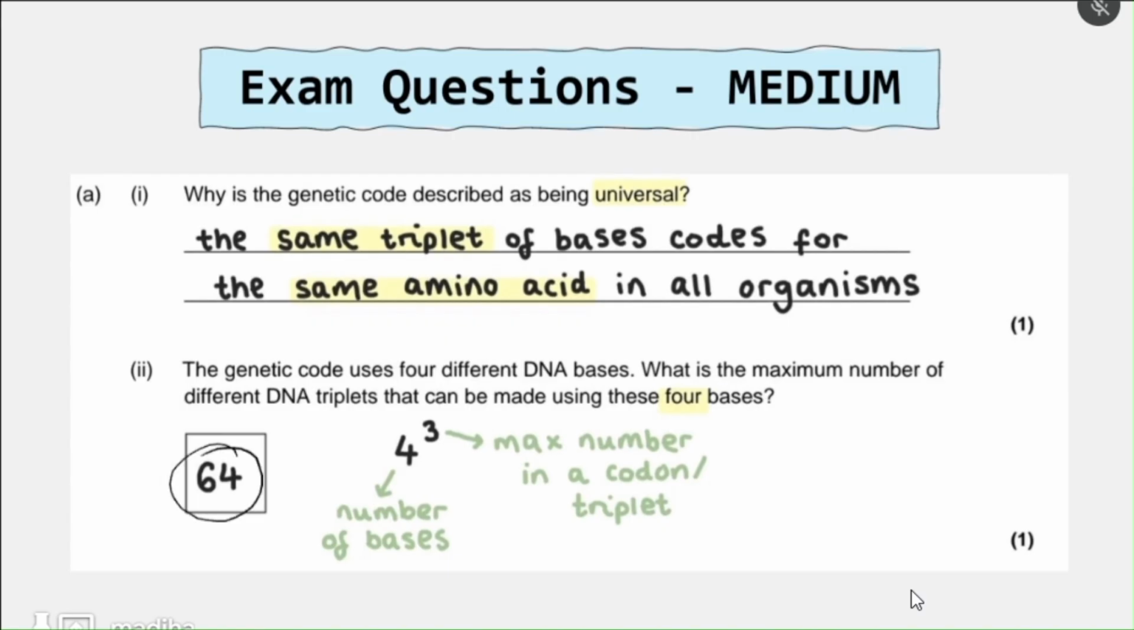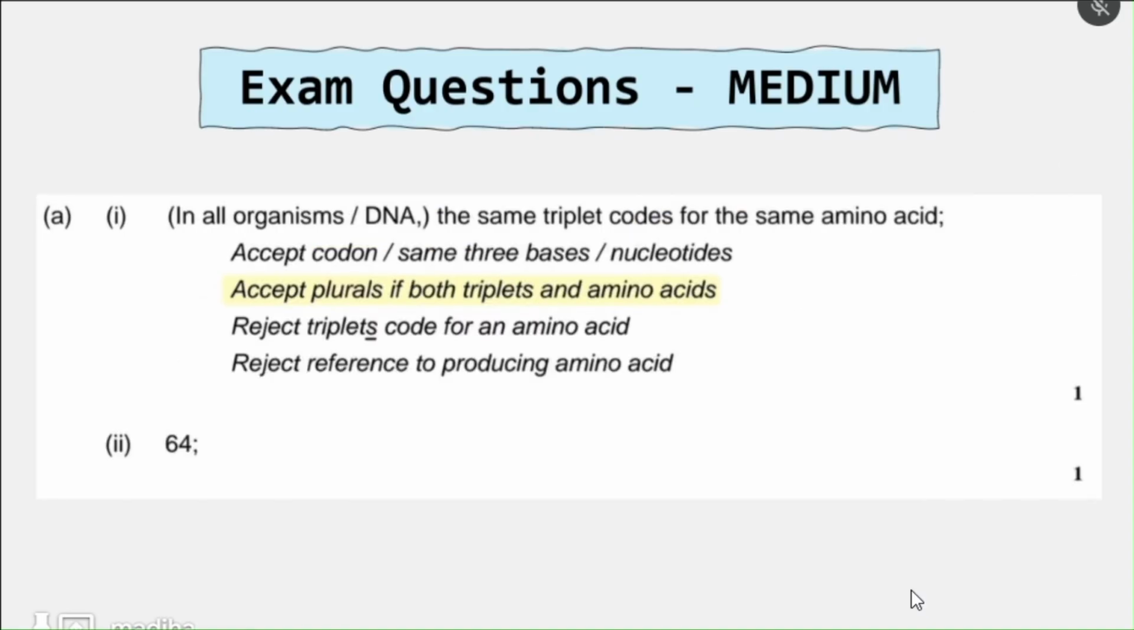You can just literally memorize this. If you can't memorize it, just remember that the number of bases is the big number that you put here, so it's 4. And the max number in a triplet is 3, so you've got 3 DNA bases in a triplet, like A, G, C, that's 3. So it's 4 to the power of 3, which, if you get your calculator out, is 64. And so that is how you would do that question, if you can remember it. So if we just go through the mark scheme, some things to note. We've literally just put this exact definition.